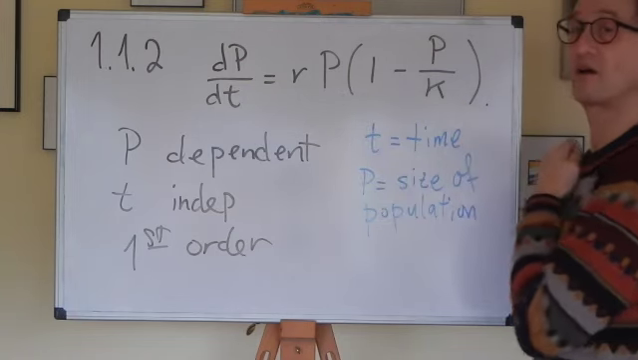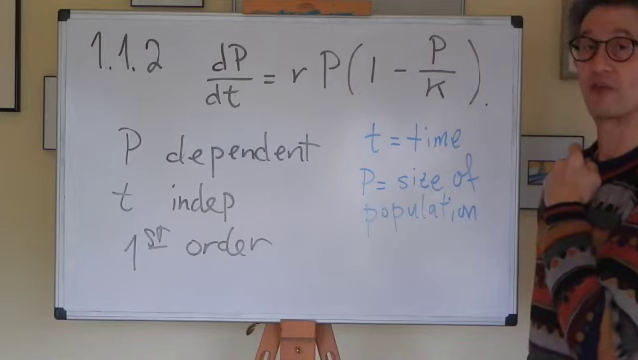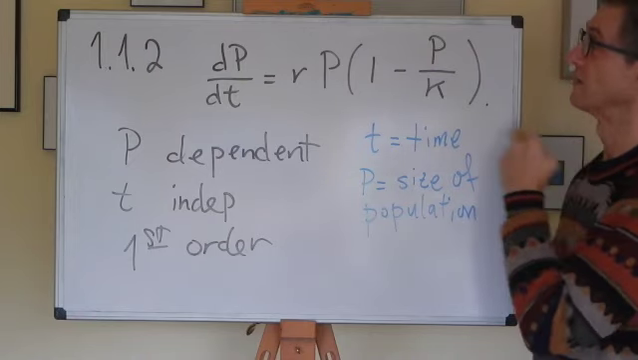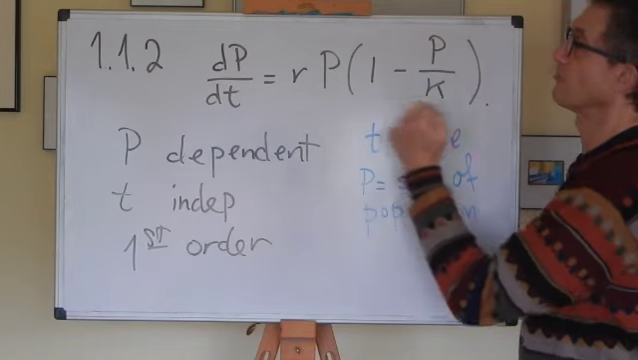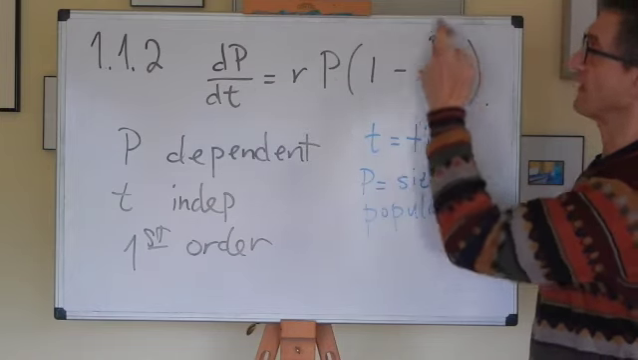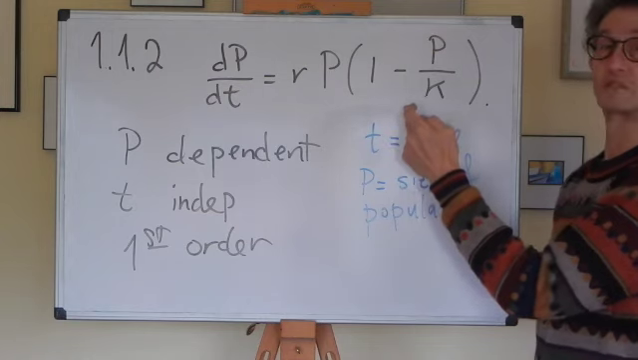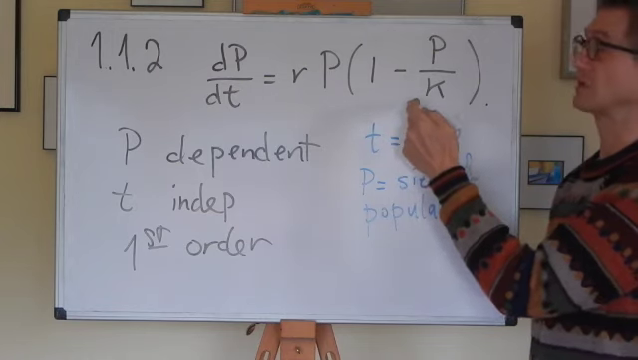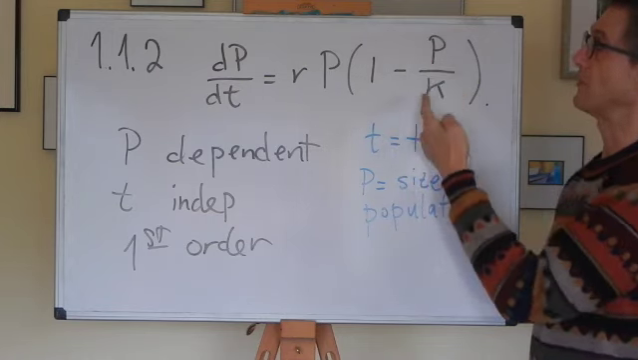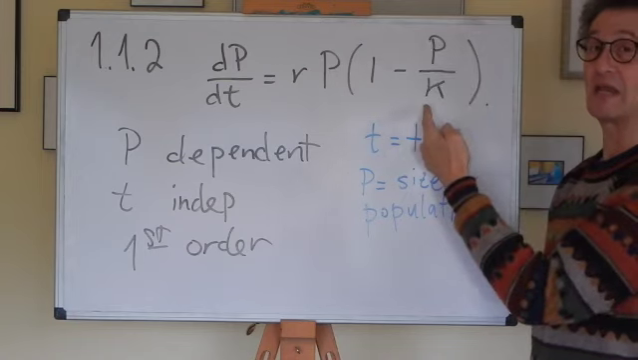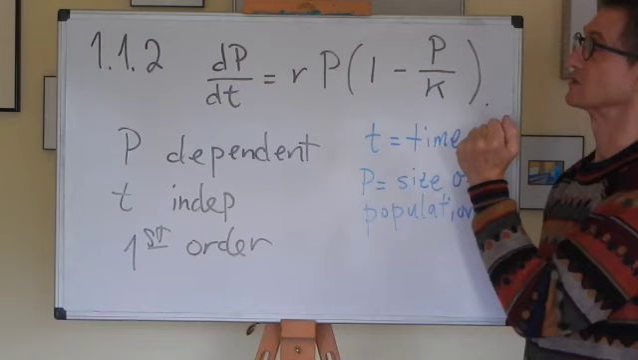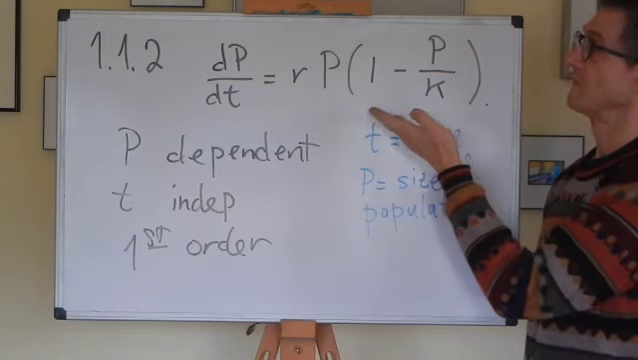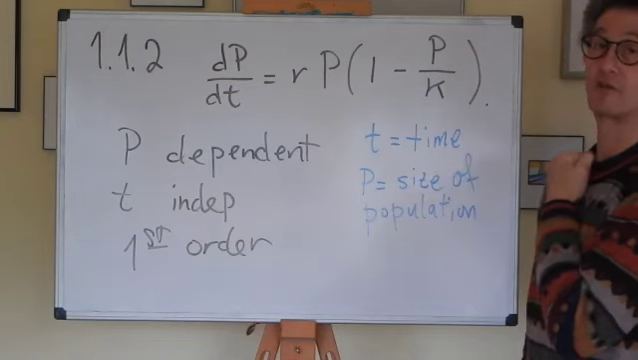And k is a little harder to understand. We think of that as the carrying capacity. So the population, if r and p are positive, the population is growing until this second portion turns to 0, which cuts off growth. That happens when p is equal to k. And so then we have 1 minus 1, which is of course 0. And so at that point, growth is cut off.